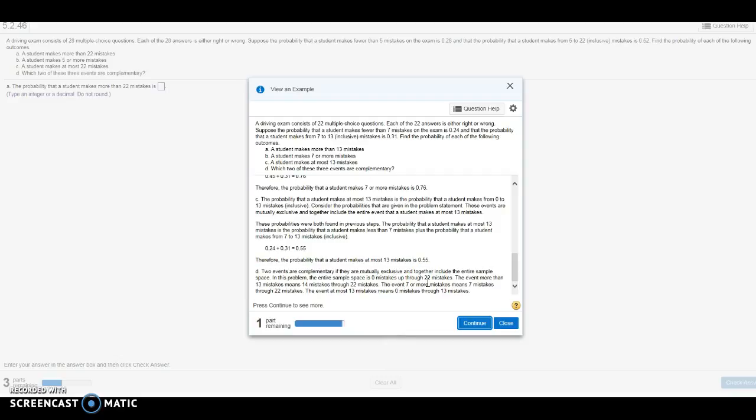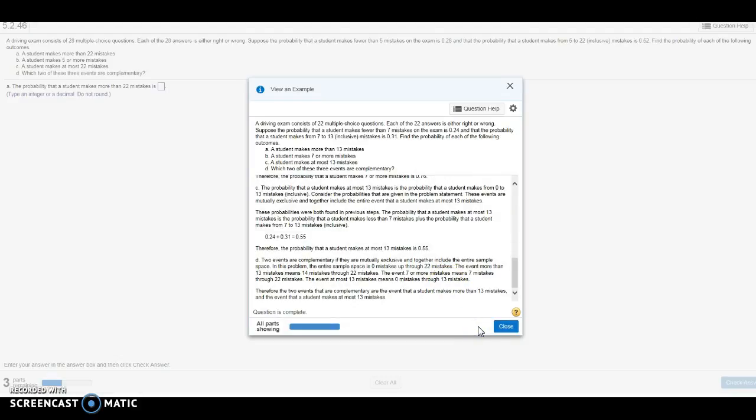And so when I look at the two events, it's more than 13 mistakes and at most 13 mistakes. More than 13 mistakes is 14 through 22. At most 13 mistakes is 0 through 13, and that makes the entire sample space. I hope this helps.